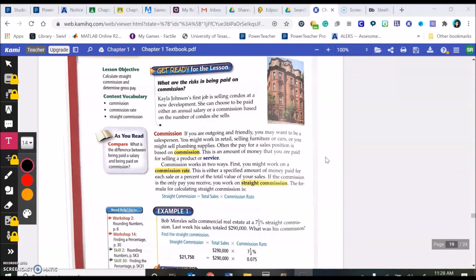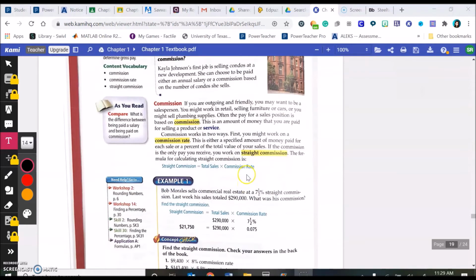Commissions work in two ways. First, you might work on a commission rate. This is either a specified amount of money paid for each sale or a percent of the total value of your sales. If the commission is the only pay you receive, you work on straight commission. The formula for calculating straight commission is the total sales multiplied by the commission rate.